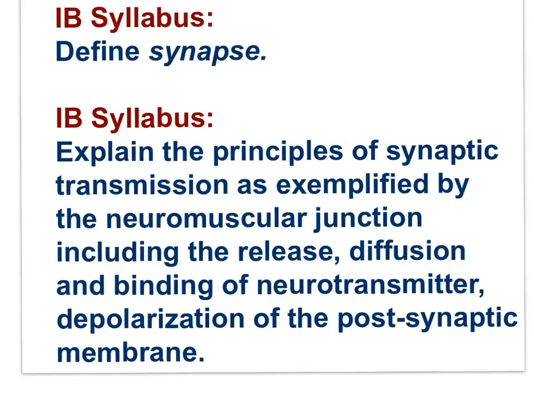Here are the two IB syllabus statements that drive this movie. Define synapse, explain the principles of synaptic transmission as exemplified by the neuromuscular junction, including the release, diffusion, and binding of neurotransmitter and depolarization of the postsynaptic membrane.